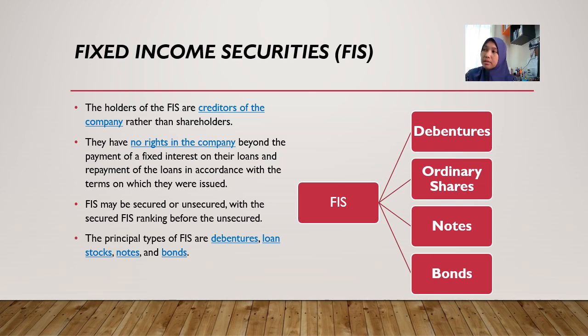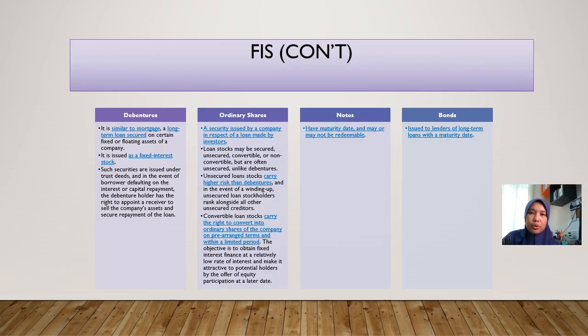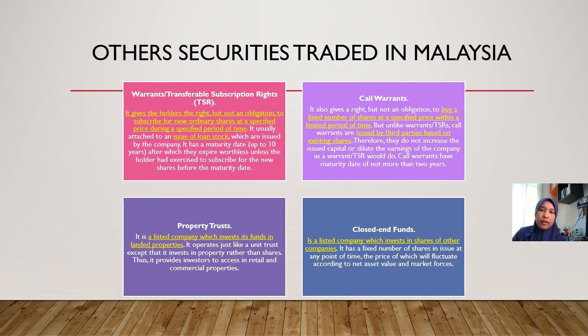Because the common stockholders get the voting right, he or she will become the last person to get the return or dividend. You may read these notes for the debentures, ordinary shares, notes and bonds in your manual book. For other securities traded in Malaysia, we have TSR, warrants or transferable subscription rights, call warrants, property warrants, and also closed-ended funds. We have so many types of securities traded, so you may read further from your manual.